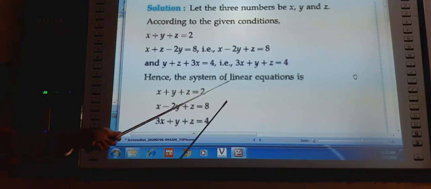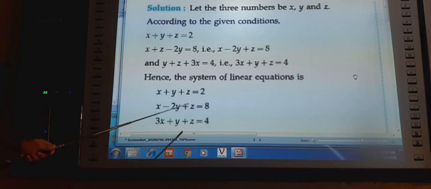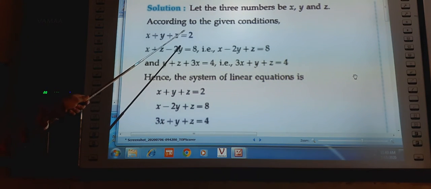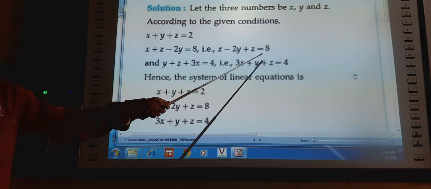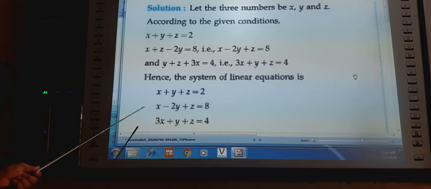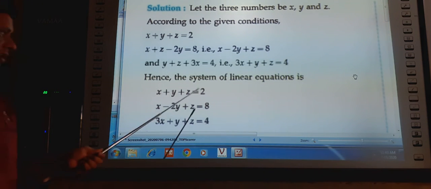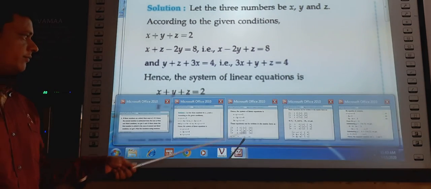Hence the system of linear equations is, write these 3 equations: x plus y plus z equals 2, x minus 2y plus z equals 8, 3x plus y plus z equals 4. Now from these 3 equations, we have to write them in matrix form.